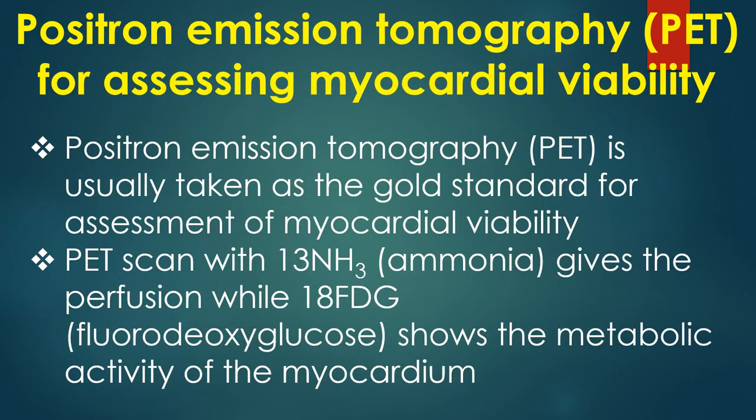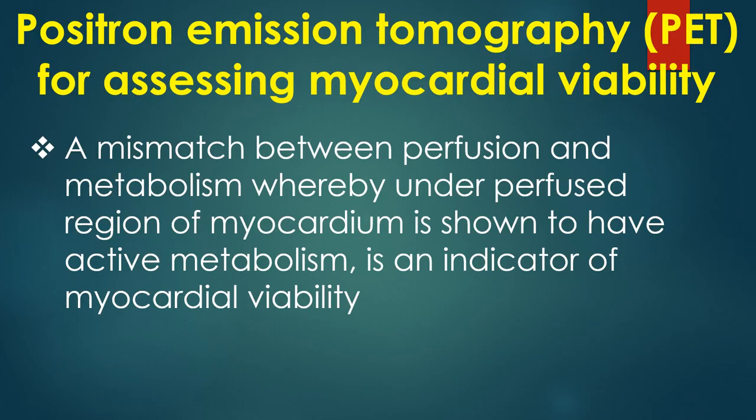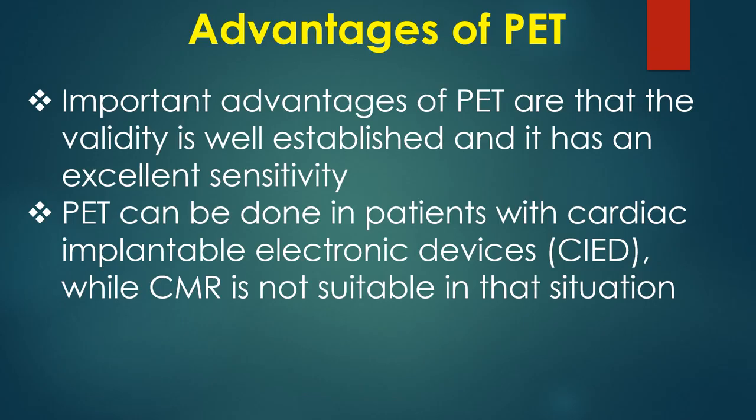Positron emission tomography is usually taken as the gold standard for assessment of myocardial viability. PET scan with 13N ammonia gives the perfusion, while 18F FDG shows the metabolic activity of the myocardium. A mismatch between perfusion and metabolism, whereby an underperfused region of myocardium is shown to have active metabolism, is an indicator of myocardial viability. Important advantages of PET are that validity is well established and it has an excellent sensitivity.